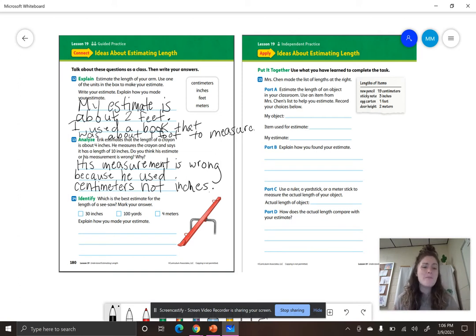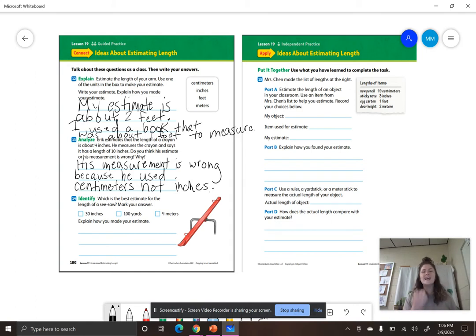It says, which is the best estimate for the length of a seesaw? Mark your answer. Now, maybe you guys have seen a seesaw on a playground. Seesaws are like this picture, but think about your play equipment on your playground at school or at your favorite park. You have probably been on a seesaw. So a seesaw is where one person sits on one end and the other sits on the other end, and you take turns going up and down, up and down.